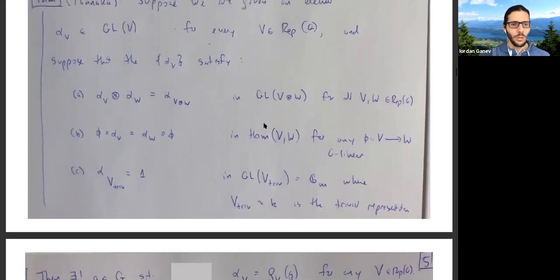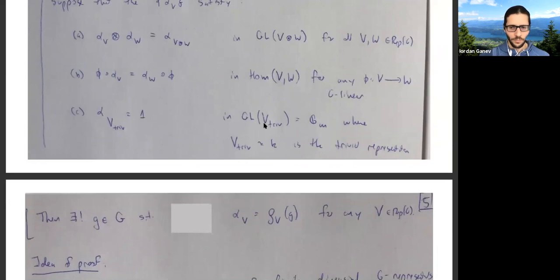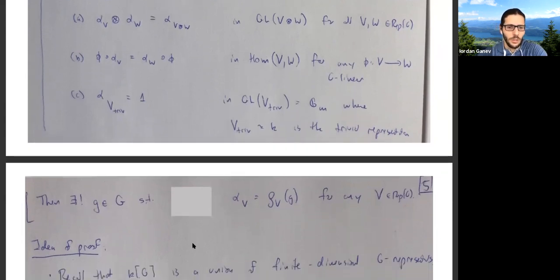So, okay, those are the conditions, and if we have these alphas that satisfy these conditions, then the theorem asserts that there's a unique element in the group such that this alpha v is actually rho v of g for any representation of the group. So we already know. Okay, so maybe one way to state this.